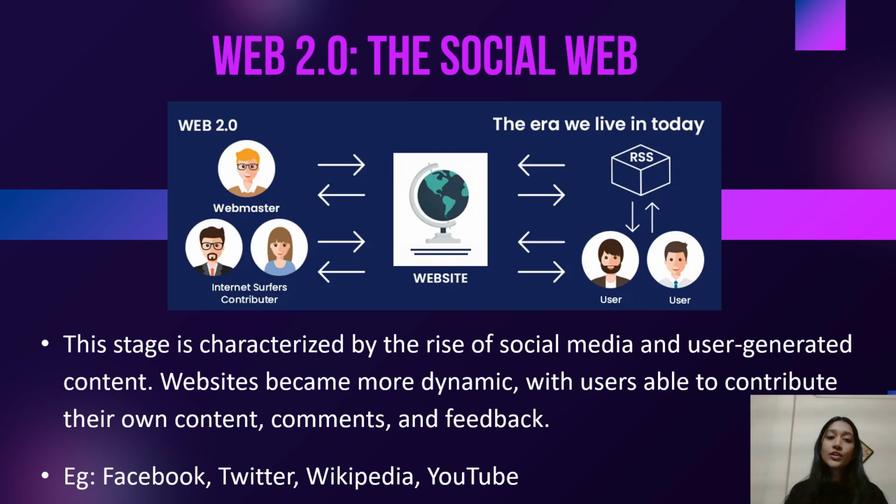Now the second generation of the web is Web 2.0, which is also known as the social web. This stage is characterized by the rise of social media and user-generated content. Websites now are more dynamic. Users were also able to produce content, their own comments and feedback. Examples are Facebook, Twitter, Wikipedia, and YouTube. And we are using it right now. It is the era that we live in today.